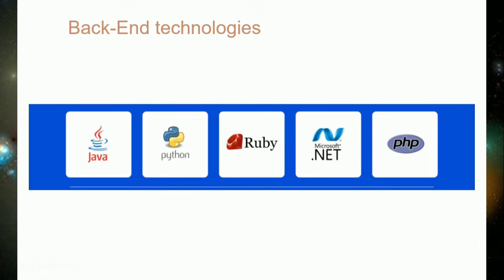And for backend technologies, you should know about programming languages like Java, Python, Ruby, .NET, PHP. You can select any one of the programming languages. You don't have to learn all of them. You just have to master any one programming language, so that it will be very useful and will add value to your resume. And if you want to get a job, you will get the job easily if you master any one programming language.